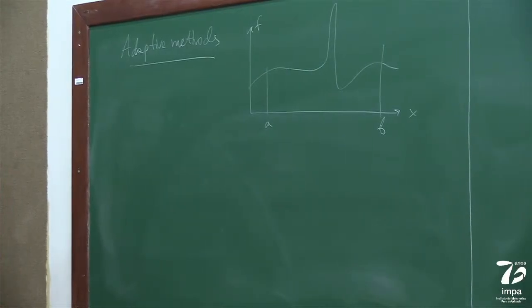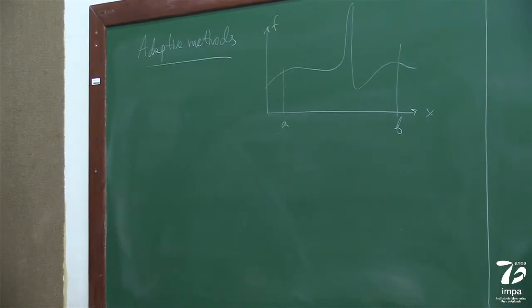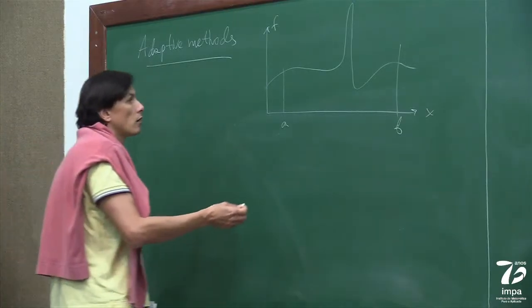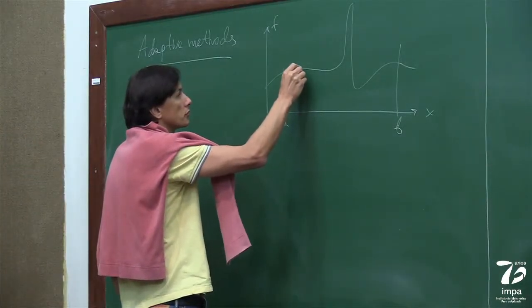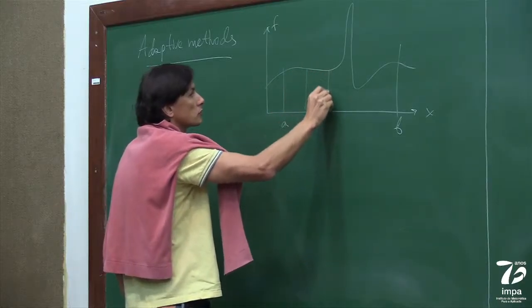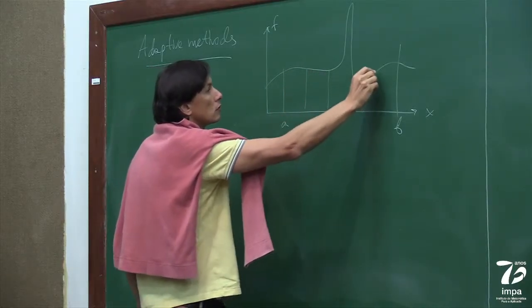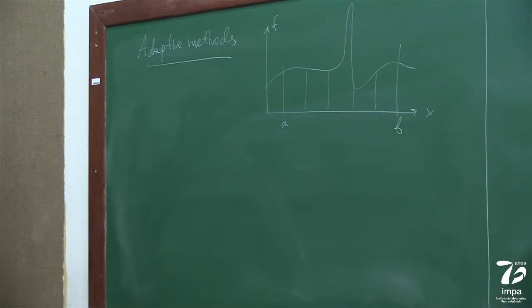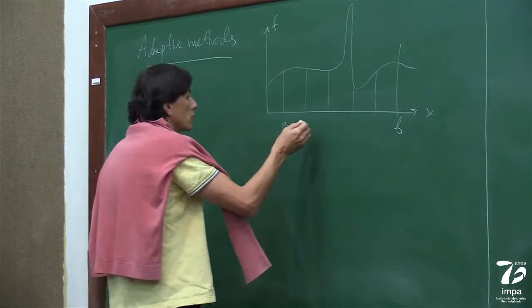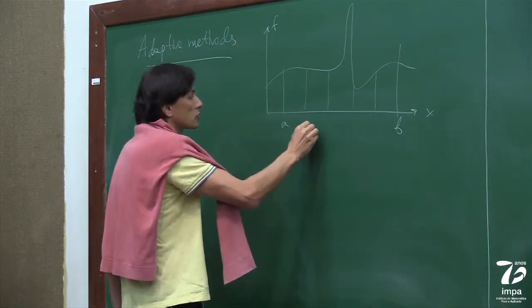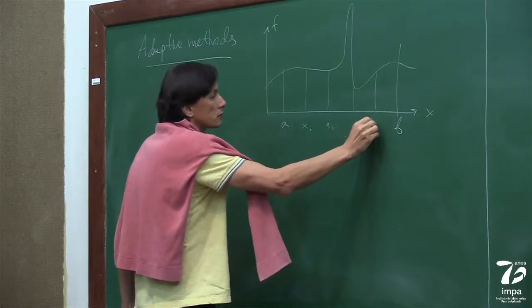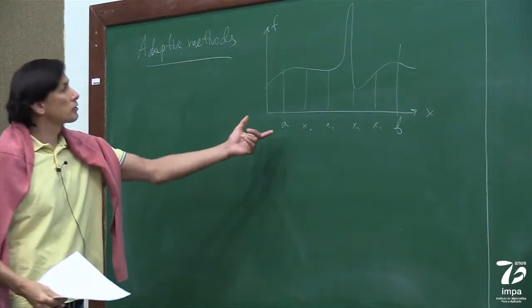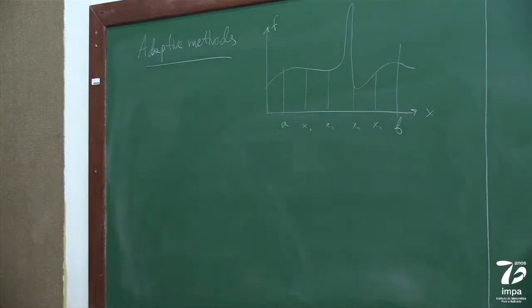So what we did before is that we used a uniform mesh. So we used the splitting of this integral into equal subintervals, and then used these points x1, x2, x3, and x4. And then within each subinterval, you may use, for example, the quadrature or something like this.